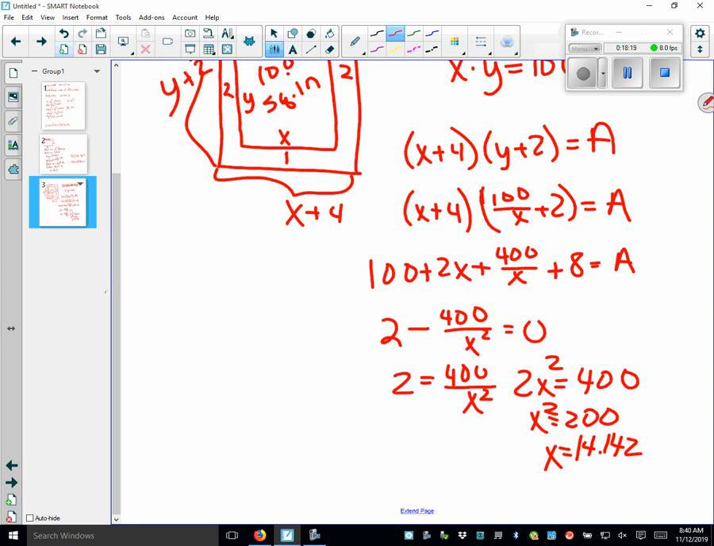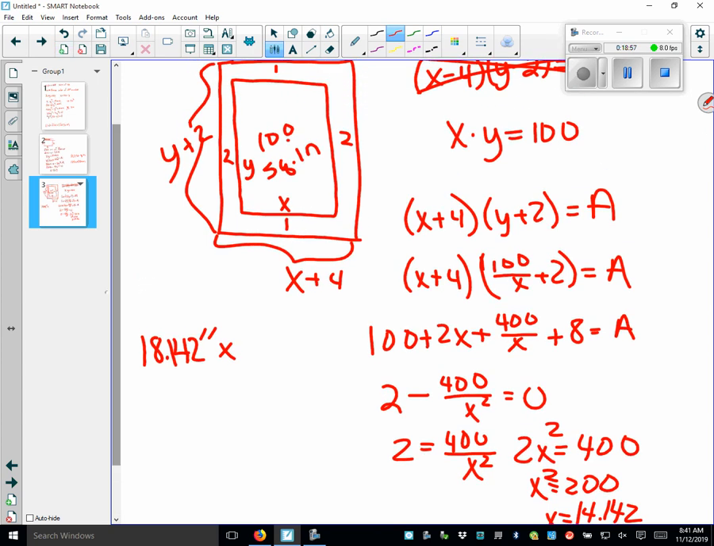14.142. Did that make sense to you, what we did? If it doesn't make sense, you're not going to remember it. But it says, what are the overall dimensions? So, how long is this side? 18.142 inches by, I know x. Can I find y?